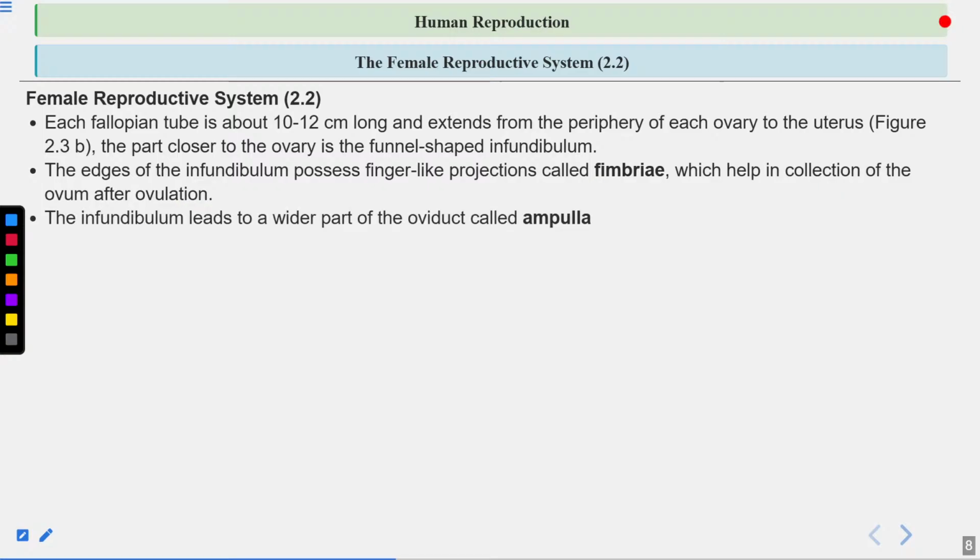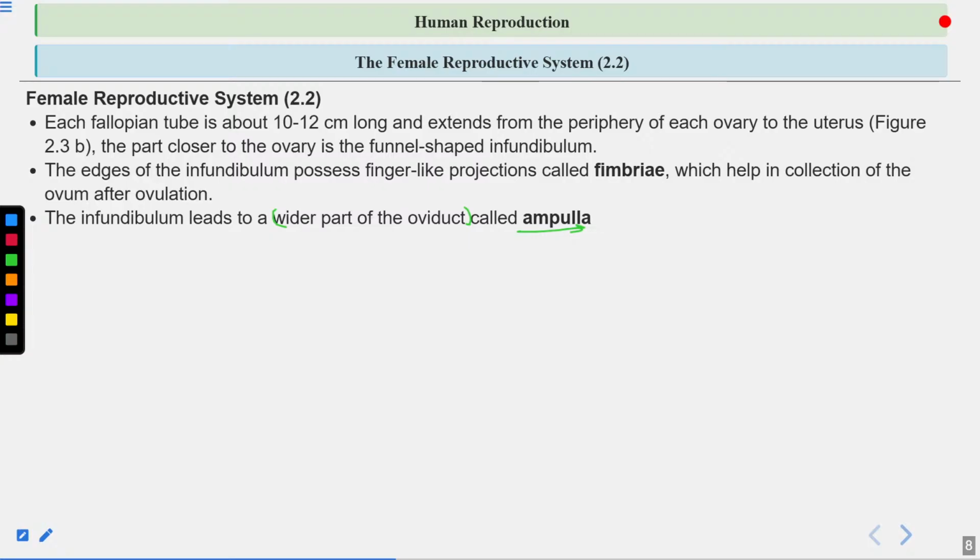Now, the infundibulum leads to a wider part of the oviduct called the ampulla. So, the infundibulum leads to the ampulla. Okay. So, it is a wider part of the oviduct. Now, what is unique about the ampulla, or what you should remember about it? In the ampulla, fertilization occurs, meaning the fusion of the male and female gamete occurs. So you can say the ampulla is the site of fertilization, where male and female gametes meet and fuse with each other.